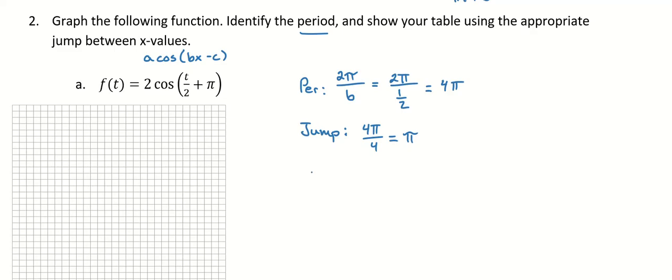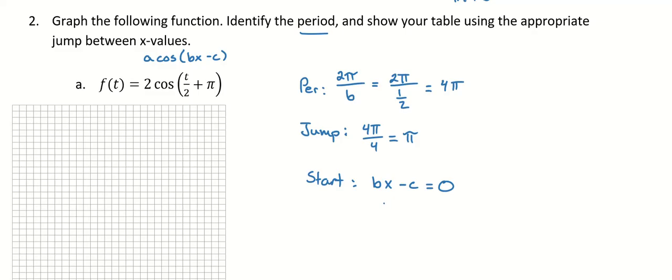The starting point of our table that we're about to make, we're going to use the fact that I know that normally the parent function begins when I set my argument, bx minus c, equal to 0, because the first natural place you will plug in is 0 radians, and it's logical. Now, I have x here instead of t. Nothing changes except the variable.